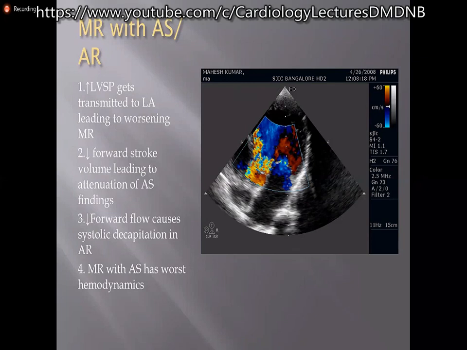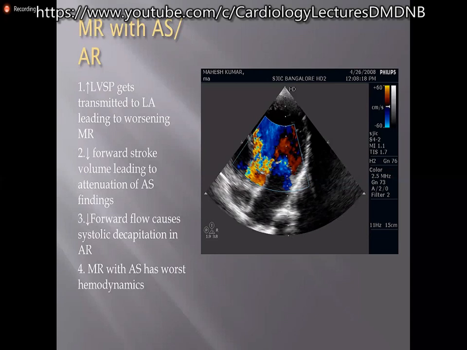MR with AS, this I have already said: in the presence of severe AS and severe MR, patients will become symptomatic quite fast because of early development of pulmonary venous hypertension as well as pulmonary arterial hypertension, because your LV pressure is transmitted to the left atrium, as there is no isovolumic contraction phase in mitral regurgitation.